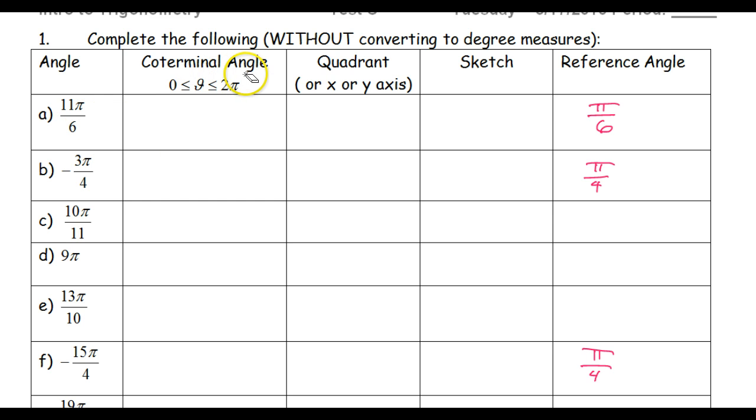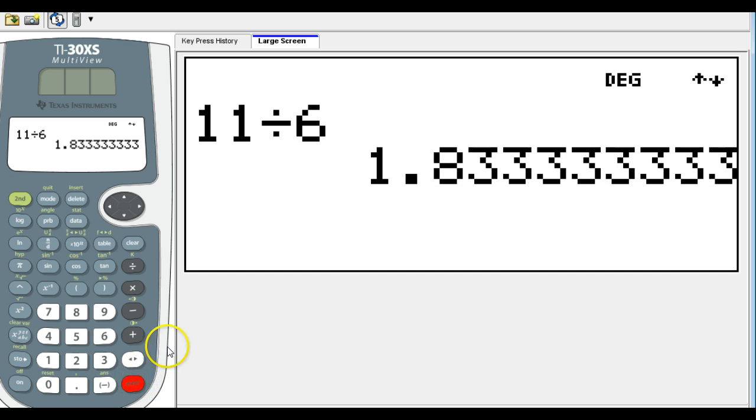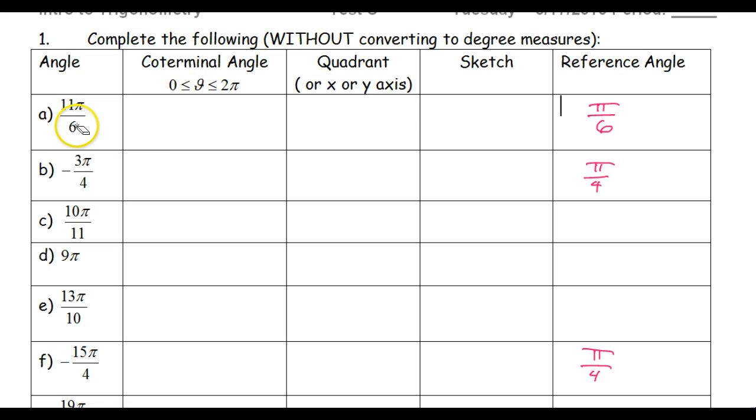Alright, let's talk coterminal angles. 11 over 6 pi. Let's look at 11 divided by 6. That is 1.8. So that's less than 2 pi already. So that means this is already between 0 and 2 pi. So I'm not going to add or subtract anything. Normally I would add or subtract 2 pi. But this one's already good. So I'm just going to leave it as 11 pi over 6. Now, what quadrant is this in?